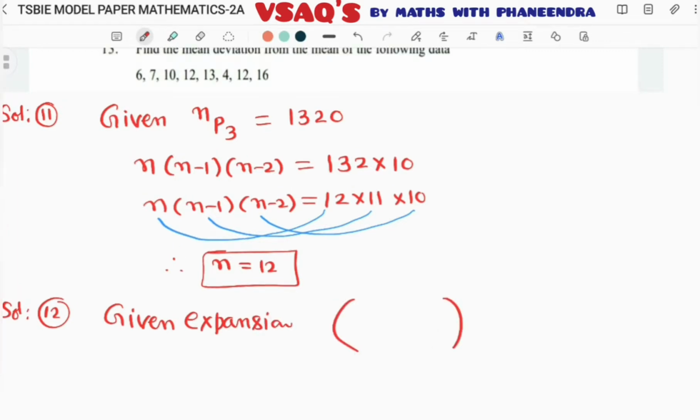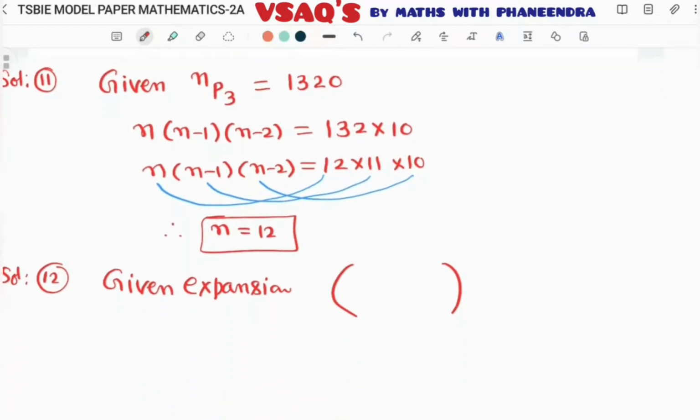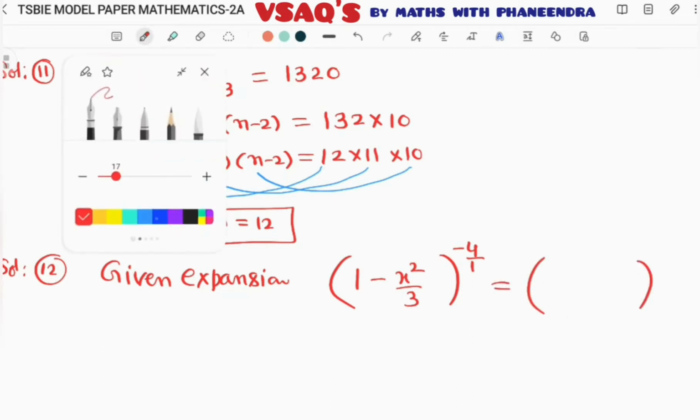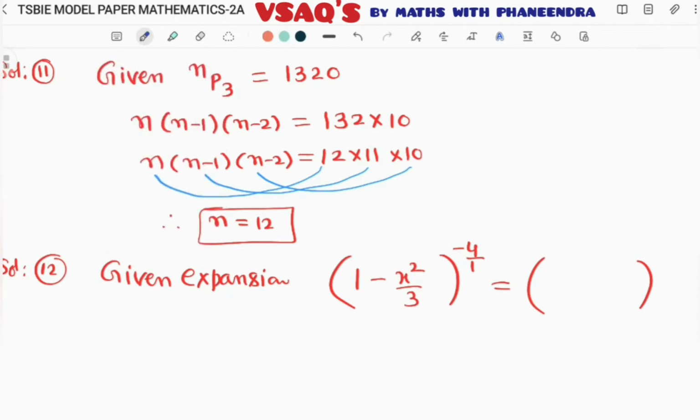So what is that expansion? 1 minus x square by 3 whole power minus 4. So this minus 4 we are writing as minus 4 by 1. This you have to compare with 1 minus x whole power minus p by q.